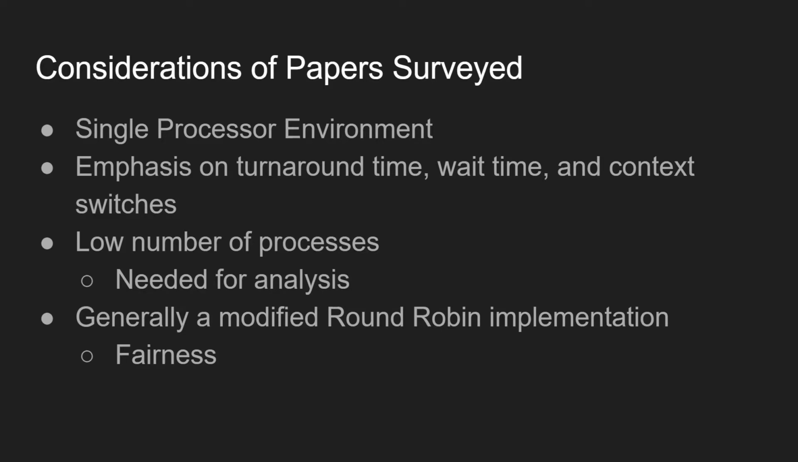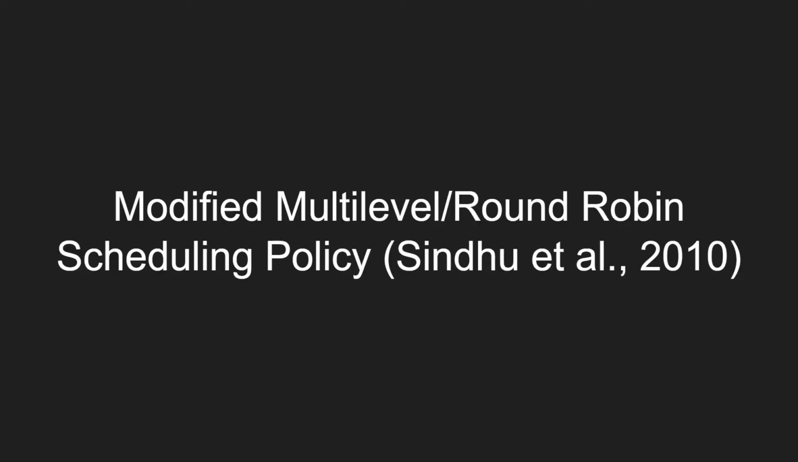And something else that I noticed is that these algorithms are usually a modified form of round-robin implementations. I believe that's mostly due to fairness. Round-robin, at least from what I've seen, provides a really fair implementation for processes in a ready queue. All right, so we'll begin by talking about the first paper here.